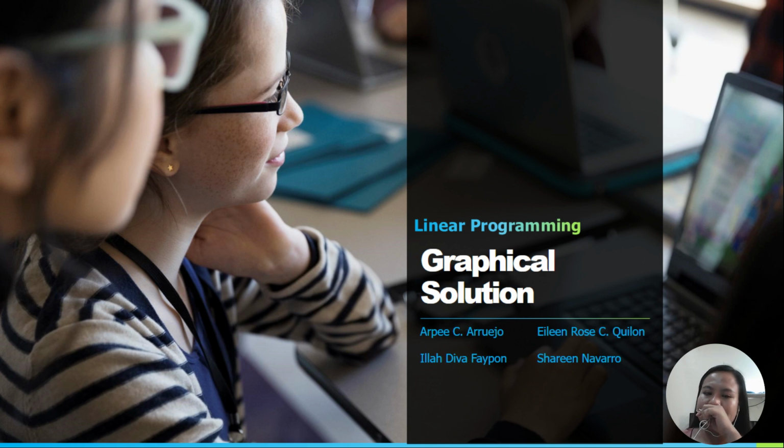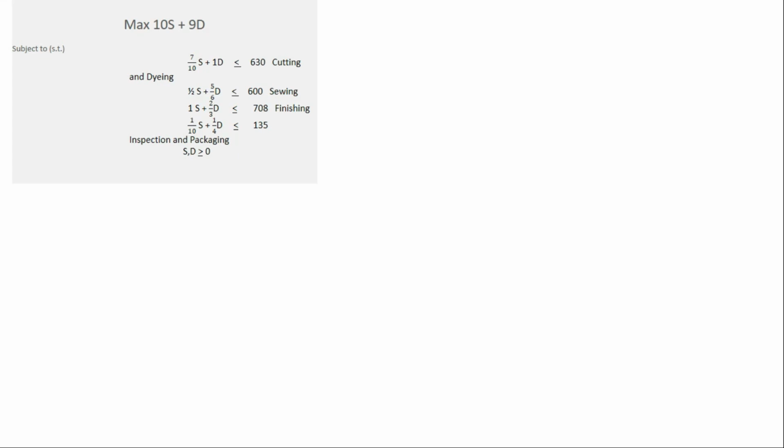One way to do that is graphing, or modeling the two decision variables on a graph to find the feasible region. So let us discuss now how to graph our mathematical model. Okay, class, our mathematical model is: maximize 10S plus 9D. Take note that S is for standard bags, and D is for deluxe bags.